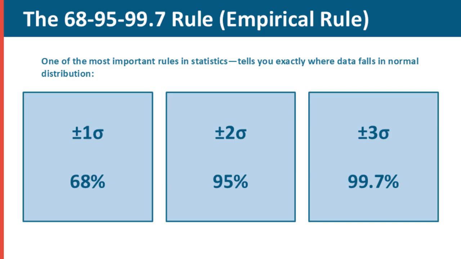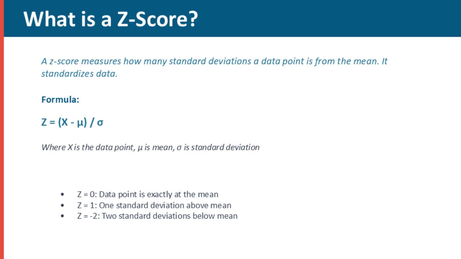It's your shortcut to probability calculations. Now, what is a z-score? Let me introduce z-scores, which are the practical tool for working with normal distributions. A z-score is beautifully simple. It measures how many standard deviations a data point is from the mean.